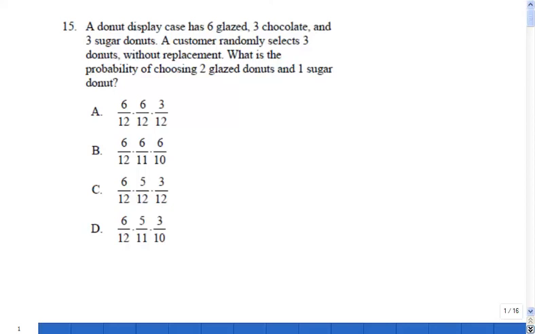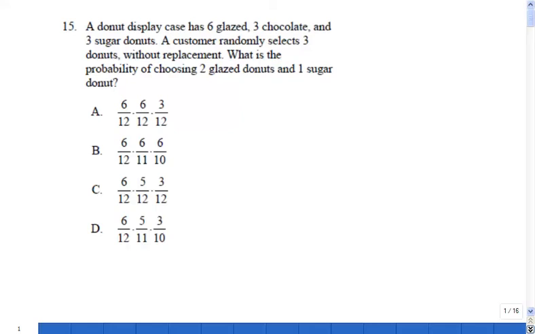Problem number 15, probability for the proficiency exam, for algebra exam, whichever works for you. A donut display case has 6 glazed, 3 chocolate, and 3 sugar donuts. The customer randomly selects 3 donuts without replacement. What is the probability of choosing 2 glazed donuts and 1 sugar donut?